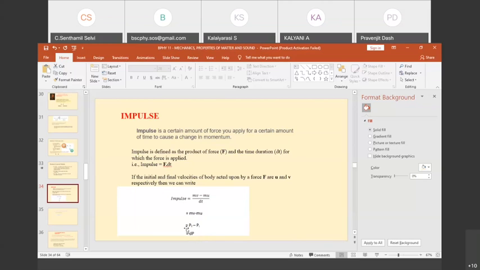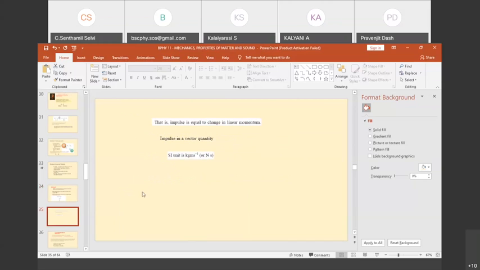D means difference, p means momentum. So here what we are saying is the change of momentum, m into (v minus u), we call the change of momentum. So impulse is equal to change in linear momentum. And you can say impulse is a vector quantity. The unit of impulse is newton second, or you can say kilogram meter per second.